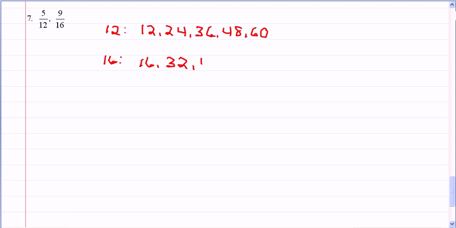And number 7, we have 5 over 12 and 9 over 16. So I take 12 and 16 and list their multiples. And for 16, when I stop at 48, I see a match. So my least common denominator is equal to 48.